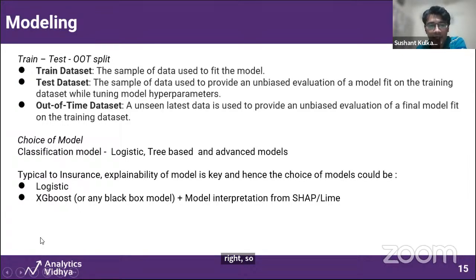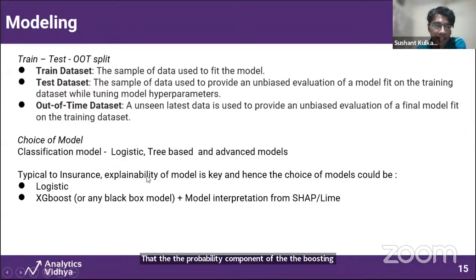So you can potentially then try tree-based methods or boosting methods like XGBoost, but you would probably then have to go with some interpretation techniques like SHAP or LIME, right? Which will basically break down the probability component of the boosting model by the various features that you have used, right? And then be able to explain that back, right?